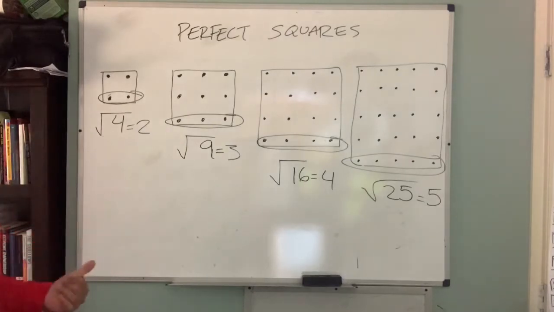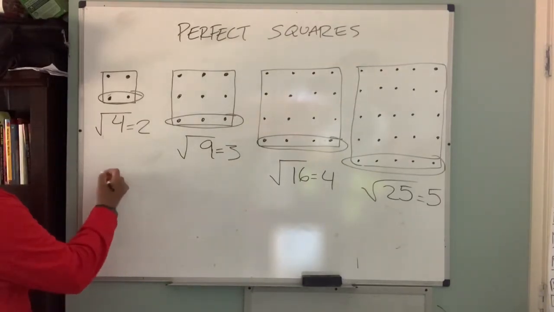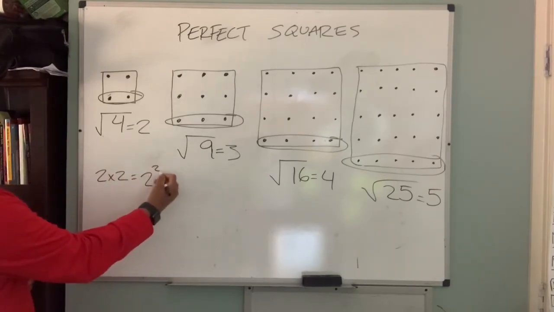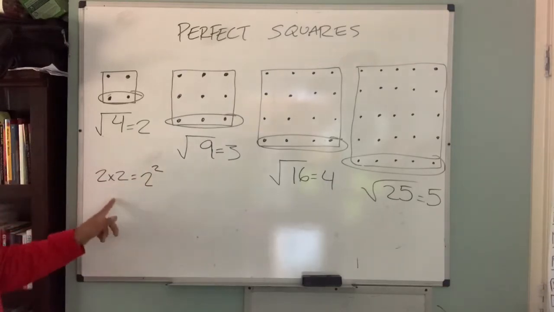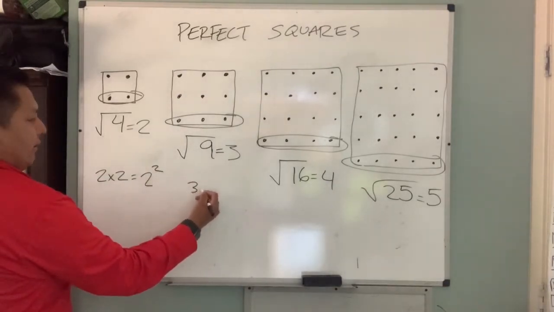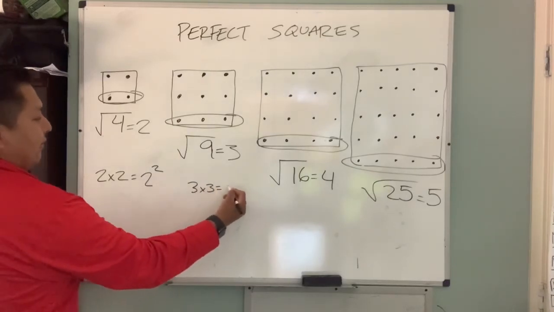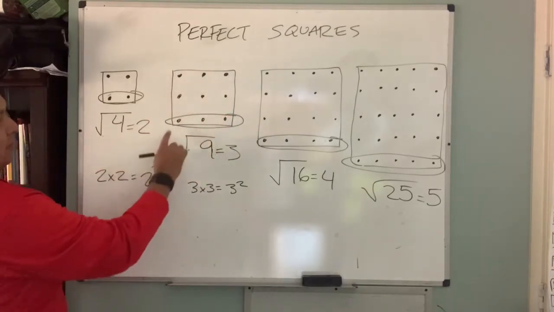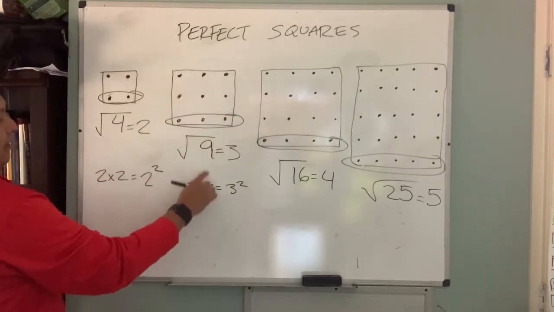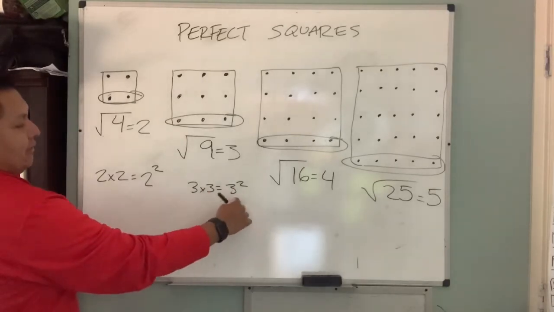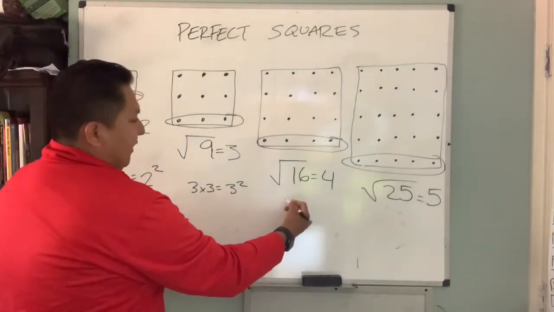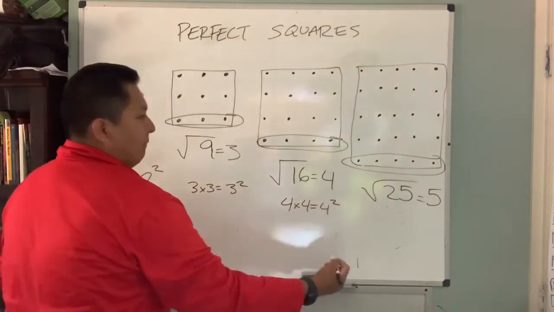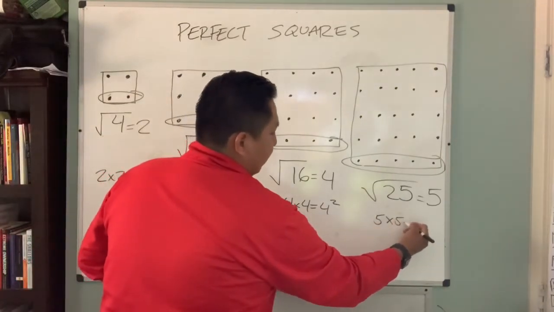Okay, so let's continue this a bit further. So these are perfect squares. So we can say that if we multiply 2 times 2, the base number would be 2, and the exponent is to the second power. Okay. For 9, it's going to be 3 times 3, and that's going to be 3 to the second power, because you have 1, 2, 3 columns and 1, 2, 3 rows. Okay, so that does equal 9, but that's equivalent to 3 to the second power. Okay, then you have 4 times 4, that's 4 to the second power, and 5 times 5, that equals 5 to the second power.